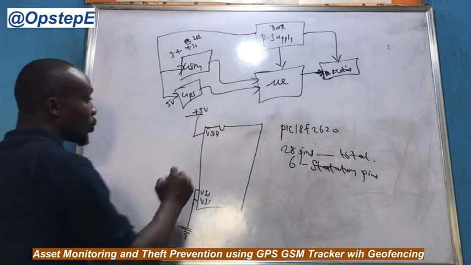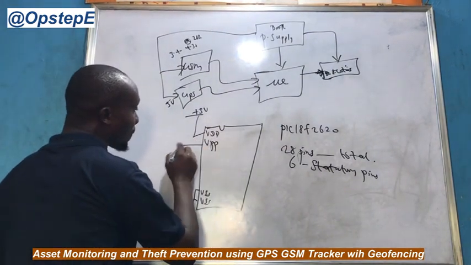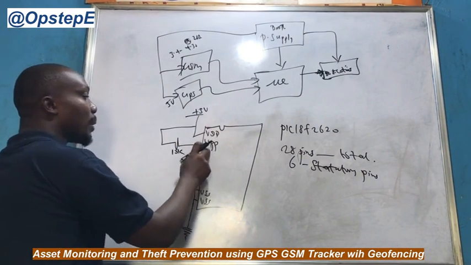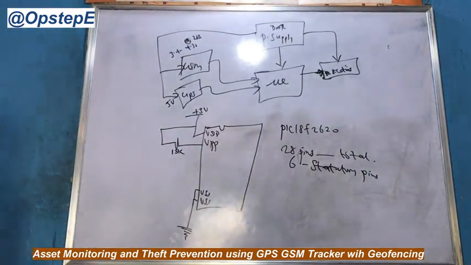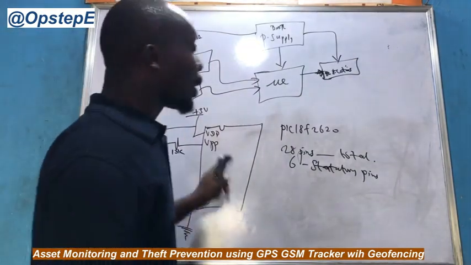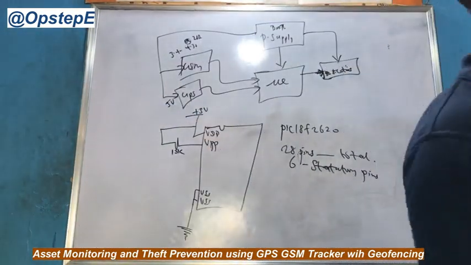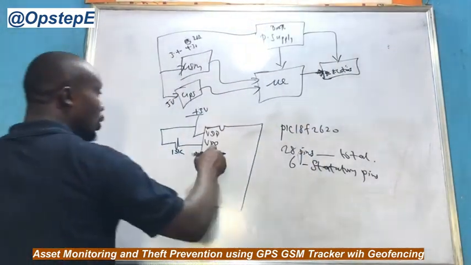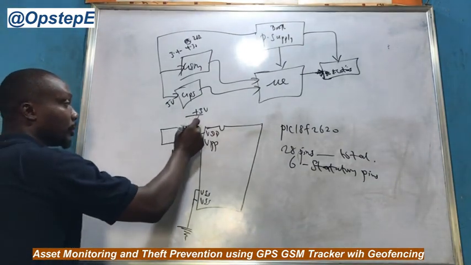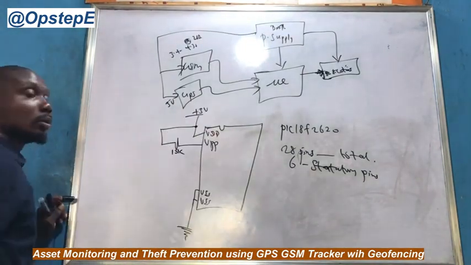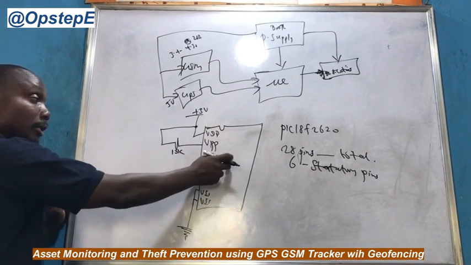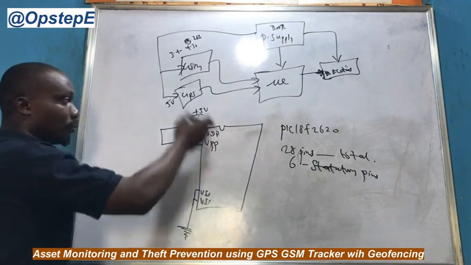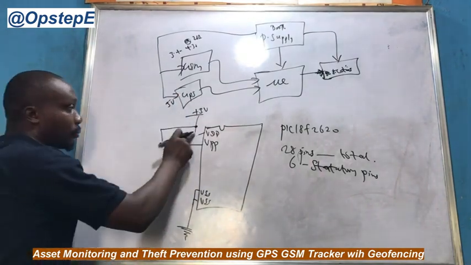Then there's this other pin that's called the VPP pin. The VPP is your voltage programming pin. It goes through a 10 kilo resistor to your VDD. If you do not connect it this way, the IC is not going to work. It's like having 2 grounds, or like having 2 supply lines. Are you with me?